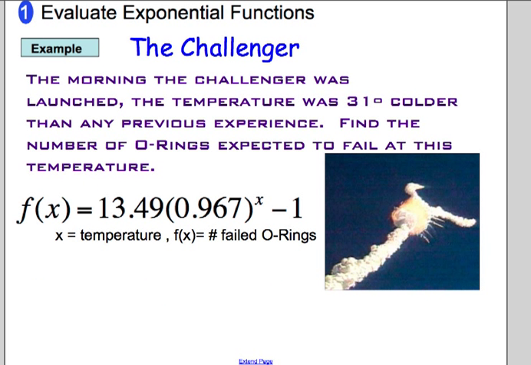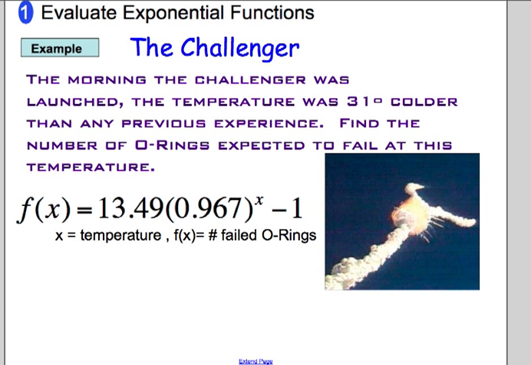The first objective is just evaluating an exponential function. This is basically knowing how to punch these into our calculator. And in order to practice this, we're going to use a little word problem. This has to do with the Challenger. It's a space shuttle that had exploded on its launch.